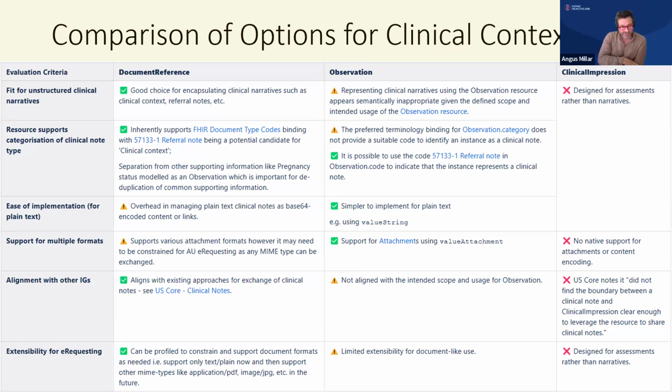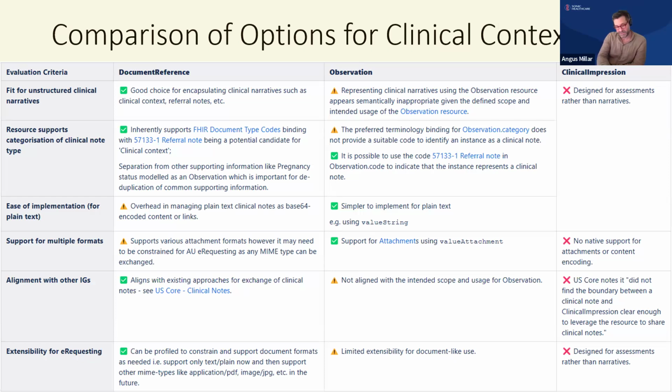Alignment with other IGs. So the use of document reference for clinical notes does align with existing approaches for clinical exchange notes to US Core. So US Core uses that approach. On the right, US Core does not use observations, so there is no other IG doing observations for clinical notes. And extensible for eRequesting. Extensibility for eRequesting can be profiled to constrain and support document formats as needed, i.e. support only text plain now and then support other MIME types like PDF and JPEGs in the future.